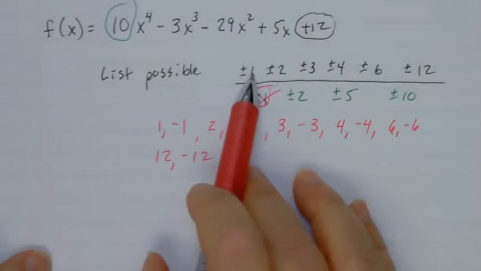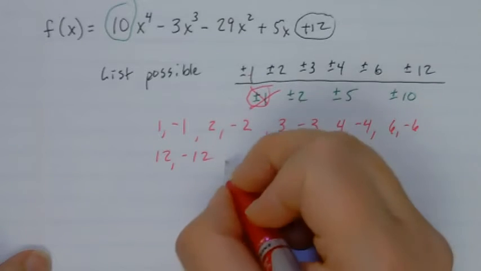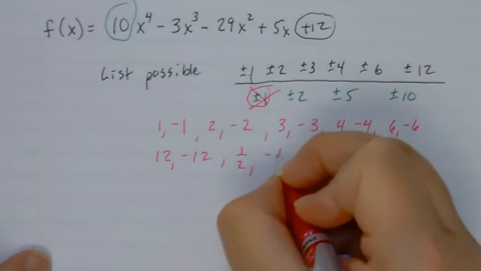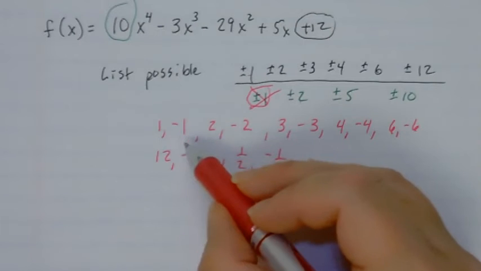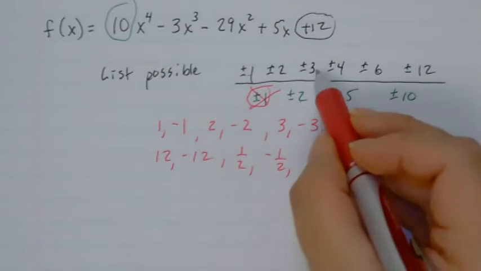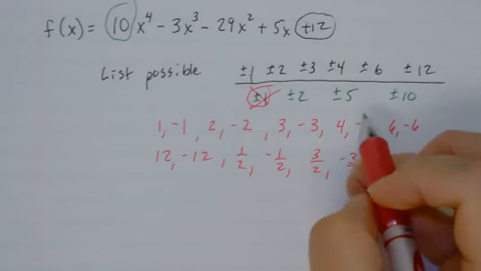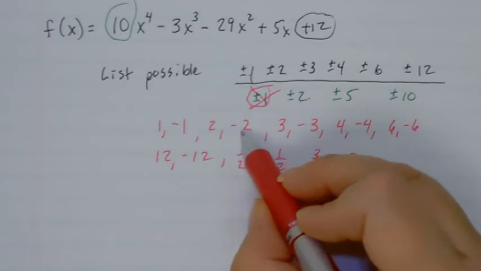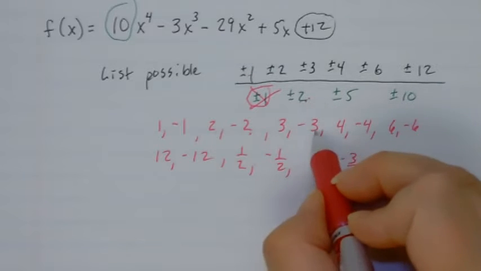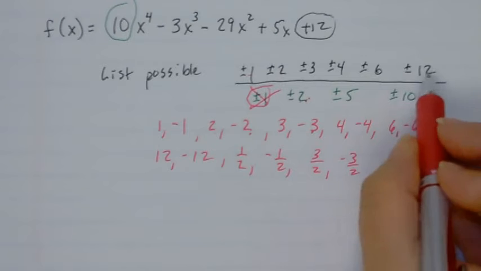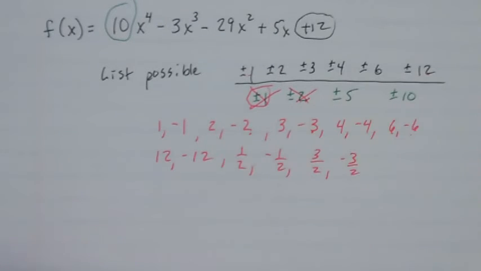So now I'm going to go through and take each one of these numbers and divide by 2. 1 divided by 2 would be 1/2 and negative 1/2. 2 divided by 2 is 1, and that's already on my list, so I don't need it. 3 divided by 2 would be 3/2 and negative 3/2. 4 divided by 2 is 2, it's already on my list. 6 divided by 2 is 3, that's already on my list. And 12 divided by 2 is 6, and that's already on my list, so I'm done with 2.